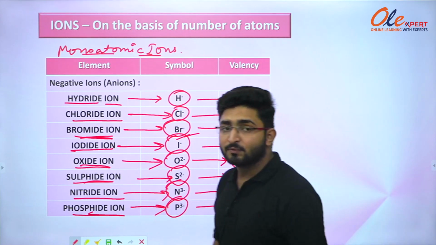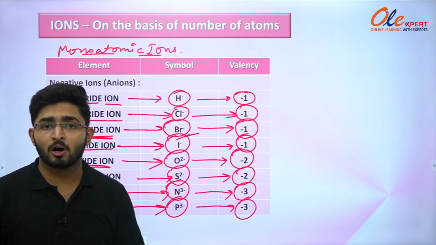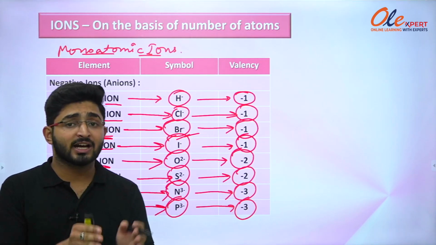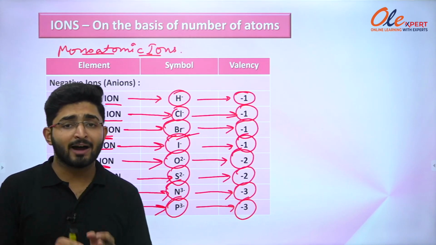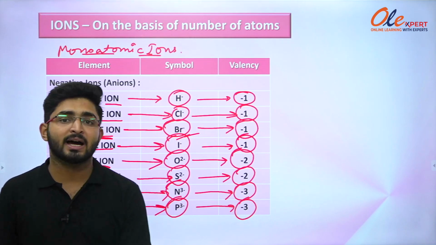Always remember, if you don't know the valency of particular elements, then you can't state the ion of that particular element. So you have to know the valency of all the elements, then you can derive their ions.